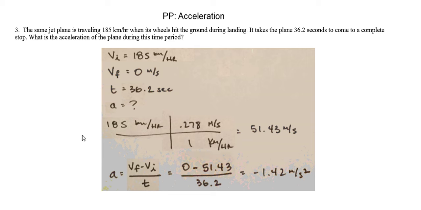185 kilometers per hour needs to go to meters per second because we always want meters and seconds. So therefore it's 51.43 meters per second. The acceleration, vf minus vi over t, we're going to end up with a -1.42 meters per second squared. Again, the reason it's negative is because the plane is slowing down. So you should get a negative number.